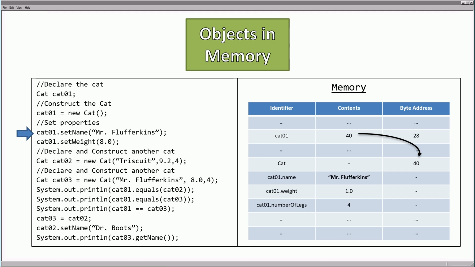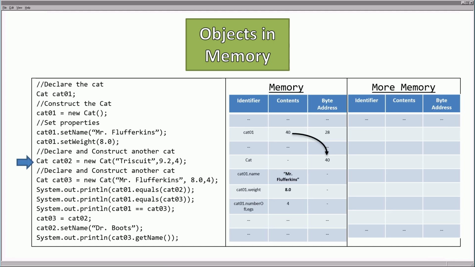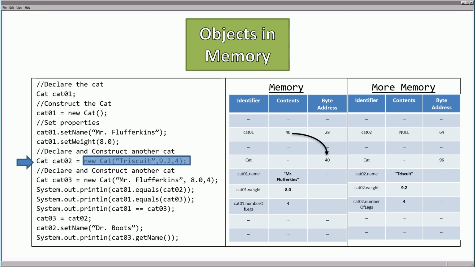So let's step through this. Once we enter here and we call set name, we set cat01's name to Mr. Flufferkins and its weight to 8. Then when we get to here, we first declare a new instance of this cat, which is going to be cat02. It's currently null. When it calls its constructor, it's going to automatically assign the name to Triscuit, 9.2 for the weight, and also 4 for the number of legs. Now once that happens and it's constructed cat02, the identifier gets assigned to 96, so you can think about that as pointing or referring to this memory.